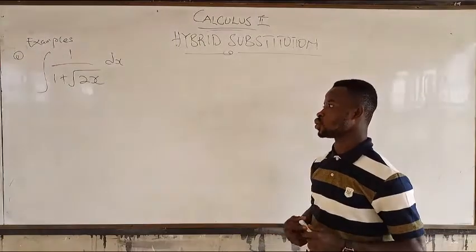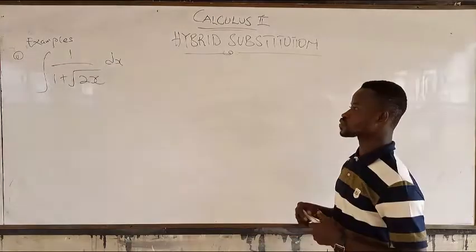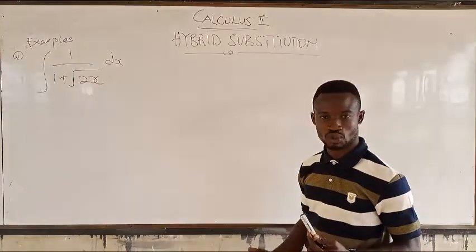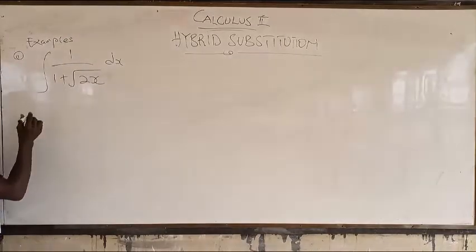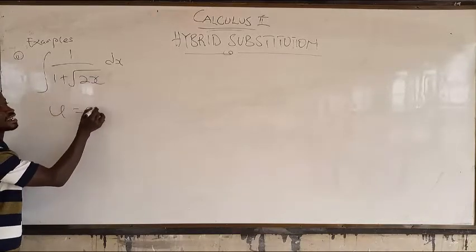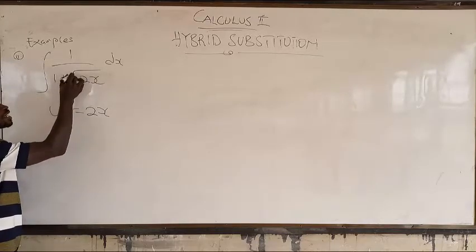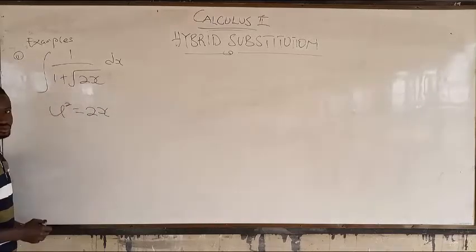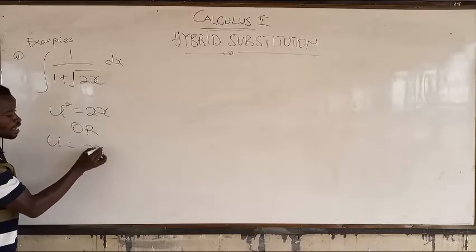So the first thing to do: you can see that this question is in terms of a square root of something. Then I can apply the idea of hybrid substitution. What is the idea saying? With this, you set u to be equal to the inside, and the inside is 2x. And you know for sure that if it is a square root, the index is 2, but we don't write it. So u is equal to 2x.